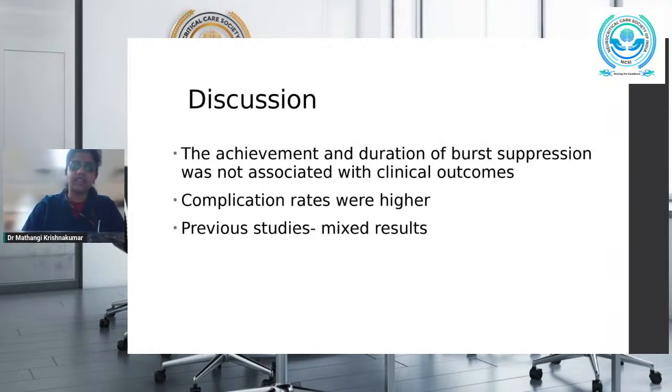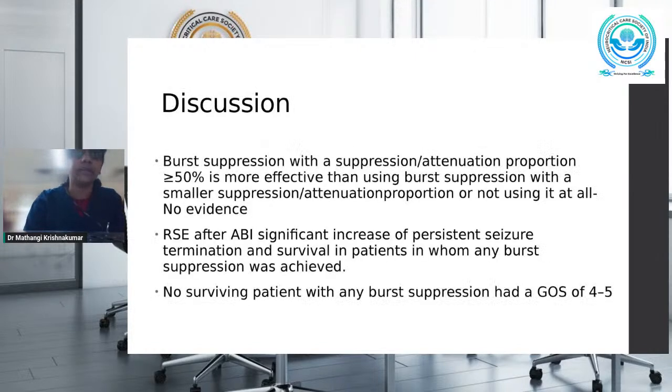Now, when compared to previous multicentric studies, the data is mixed. There was a large multicentric study which showed that when burst suppression was achieved, the clinical outcome was better. But if we closely look at the analysis, the GOS score does not cross 3. That means even if the outcome is better, it is not contributing to meaningful neurological recovery. There is no evidence to say that burst suppression with a suppression proportion of more than 50% is more effective than using burst suppression with a smaller suppression, aiming between 20 to 49%, or not using it at all.